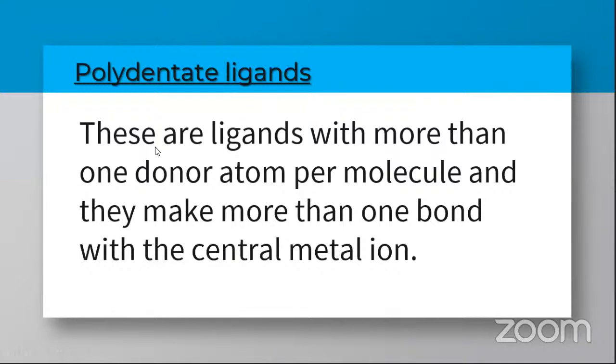So these are ligands with more than one donor atom per molecule, and they make more than one bond with the central metal atom or ion. In other words, one molecule can have more than one, meaning that each lone pair of electrons being donated forms a bond.